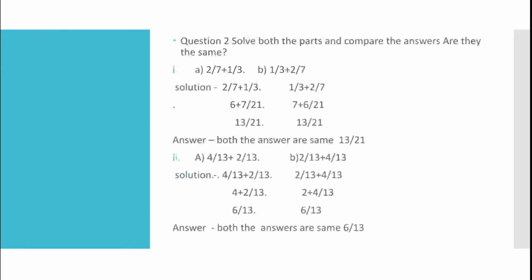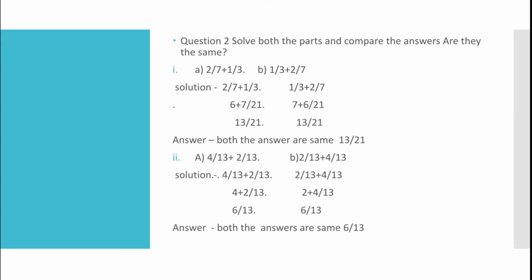Now question number 2, solve both the parts and compare the answers. So here both parts are given, A and B. So you have to solve both the parts, and if the values are the same, you have to mention it there. Question number 1, A, 2 by 7 plus 1 by 3.